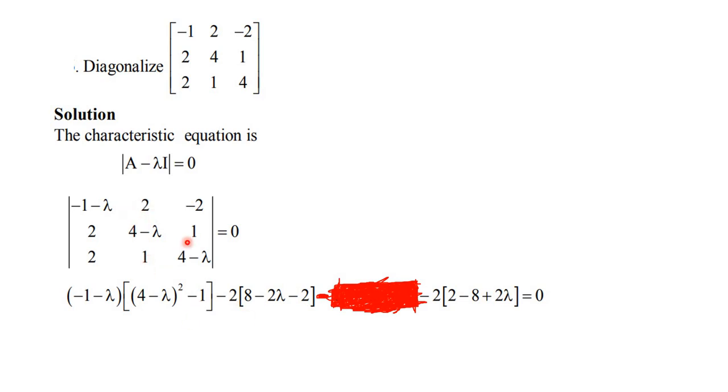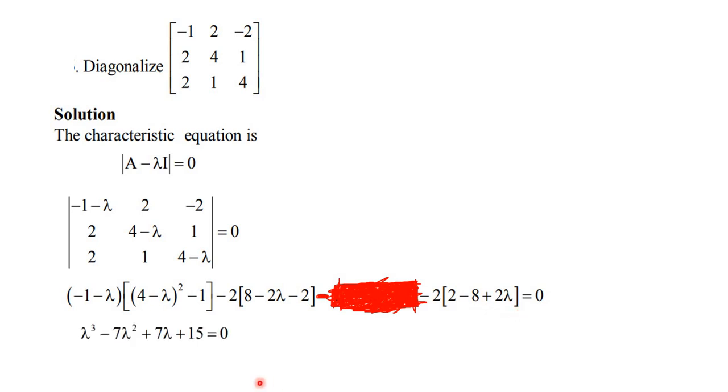Minus 2 into 2 into (4 minus lambda), that is 2 into 4 is 8 minus 2 lambda, minus 2. Then the last entry is -2, so minus 2 into 2 into 1, 2 into 1 is 2, minus 2 into (4 minus lambda). That is 2 minus 8 plus 2 lambda, minus 2 lambda... equal to 0.